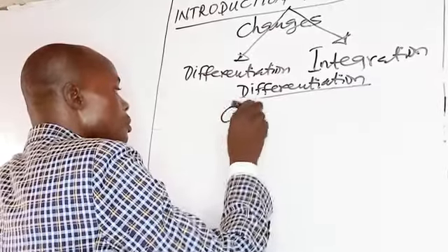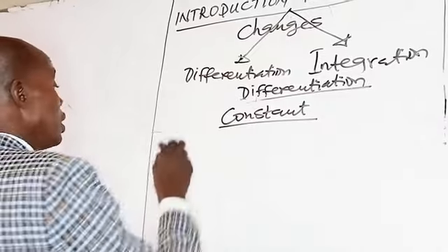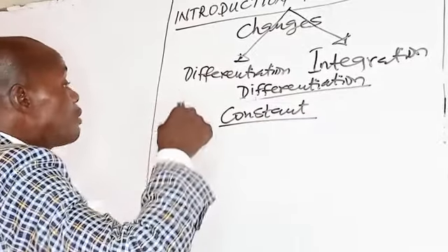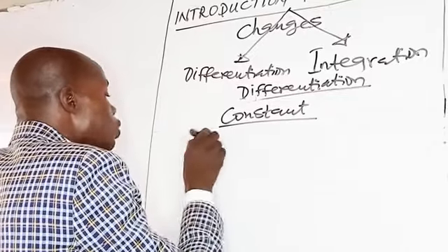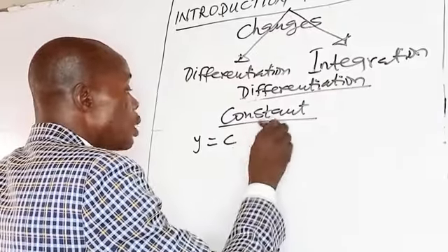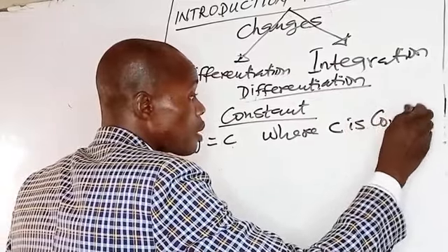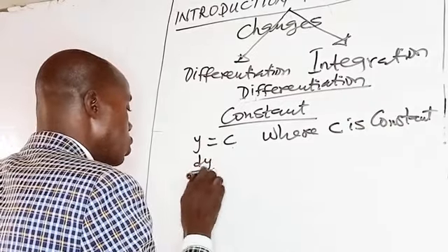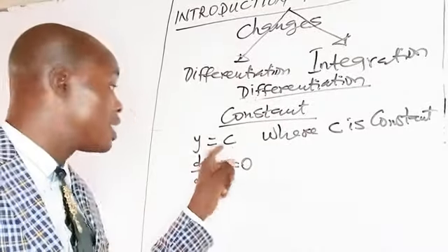Constant. The derivative of a constant is 0. If you differentiate any constant number, the derivative of that constant will be equal to 0. I want you to take note of that. If y equals c, or if you like, y equals k, where c is a constant, then dy dx will be equal to 0. I've told you that the derivative of any constant is equal to 0.